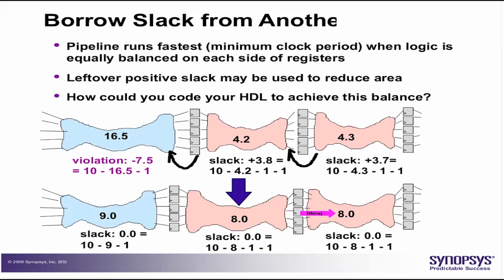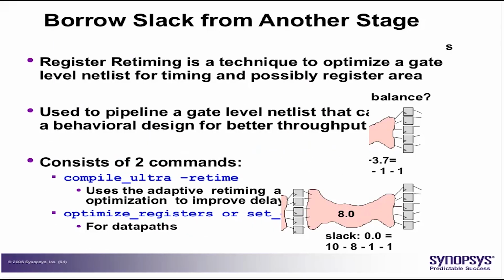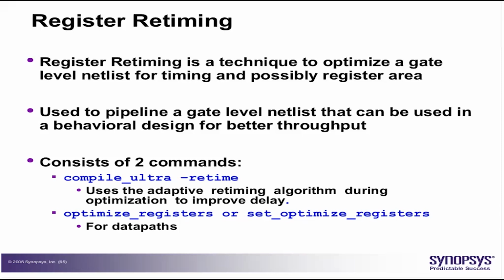there are a lot of instances like this, and now we know that we cannot code our RTL to achieve this kind of balance. It is not possible since we are using simply the multiplication operator, not the complete multiplier. So what is the way out? The way out is register retiming by DC, a technique to optimize the gate level netlist for timing, possibly register area. Majorly it is for timing, right? It is used to pipeline a gate level netlist that can be used for better throughput.